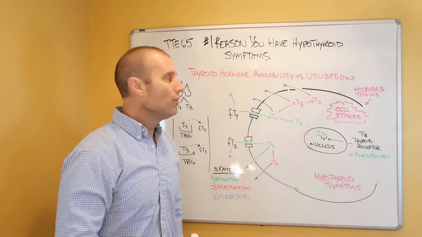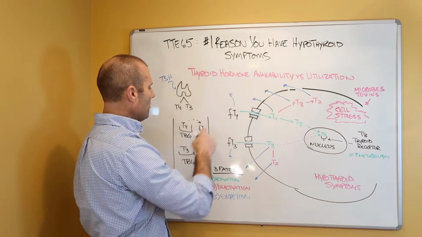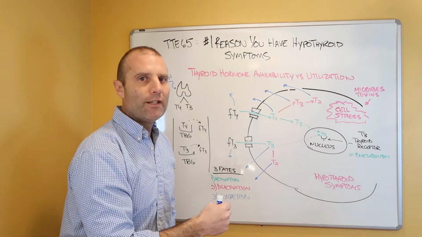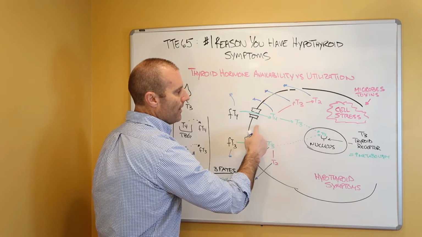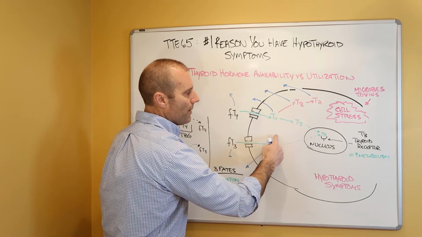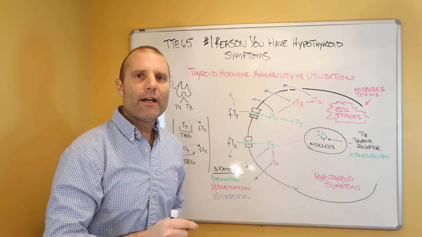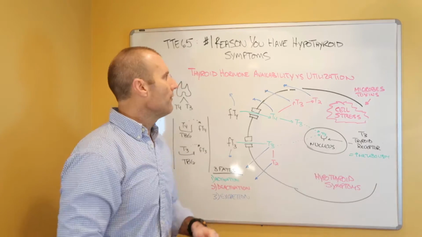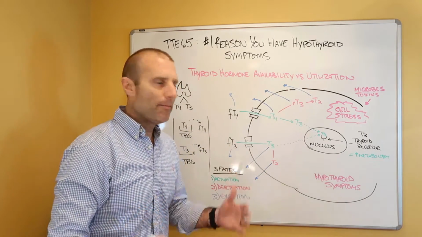Most doctors assume that if you have plenty of thyroid hormone available because of blood values of T4, T3, free T4, and free T3, that the only mechanism that's going to happen is that T4 and T3 is going to enter the cells and it's going to bind to the nucleus. But if you have chronic hypothyroid symptoms, that is not happening. So what's the difference between availability and utilization? Well, let me talk about that.